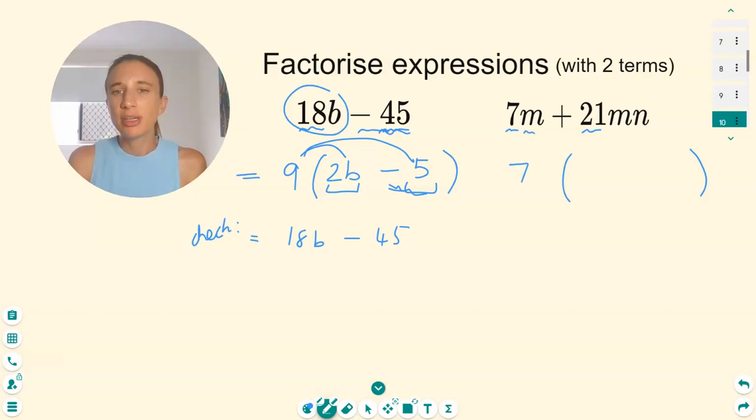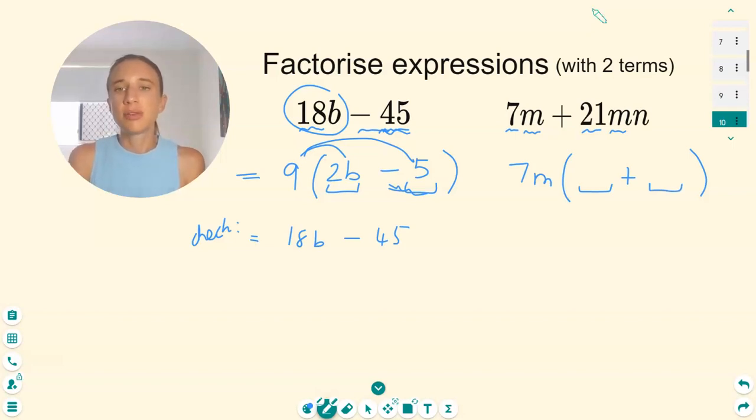Now we check our variables for common factors. Don't forget to check the variables. So m is common to both terms, right? So I can pull an m out the front. And that's the only other common factor. Now let's put our things in.